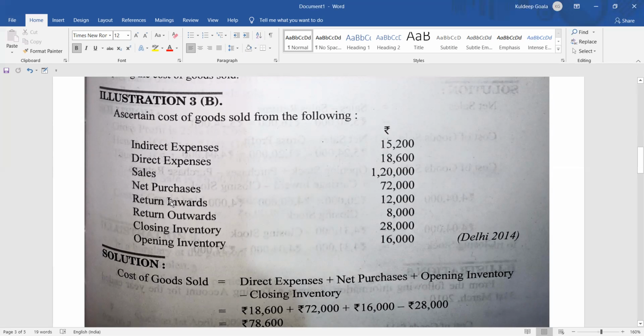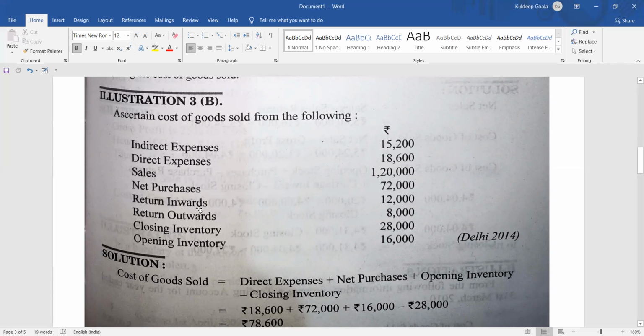It will be added. Sales, 1,20,000. Net purchases. Net purchase means purchase less return, whatever purchase return will be there. After deducting that, we get the net purchase. So purchase less return is called net purchase. It is 72,000.